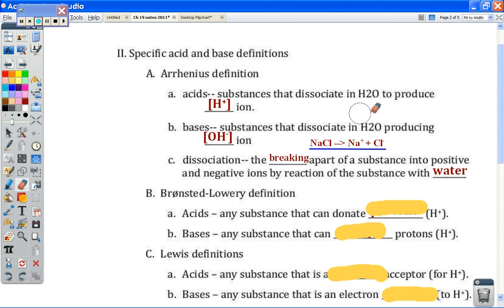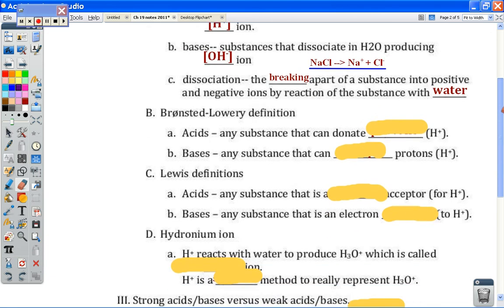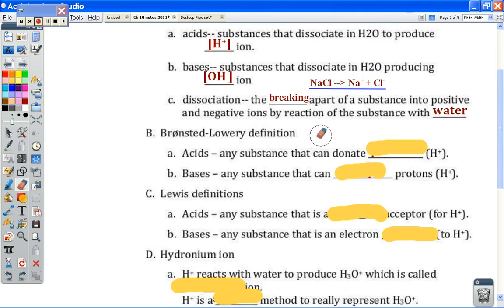Right, okay, so the Bronsted-Lowry definition then is a little bit different. And instead of dissociating in water to produce hydrogen ion, it's any substance that can give up a proton. It can donate a proton, or the hydrogen ion.